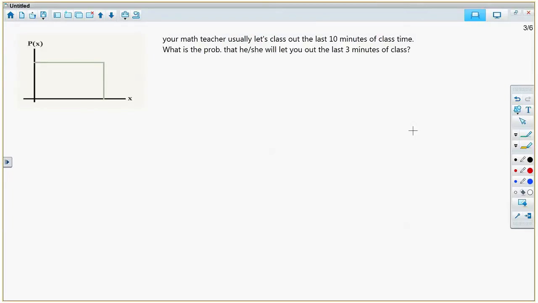Your math teacher usually lets you out of class the last 10 minutes. So from 0 to 10 minutes is the last minutes of class. I just gave you a hint right there. 0 to 10 minutes. Now you should be able to do the rest.